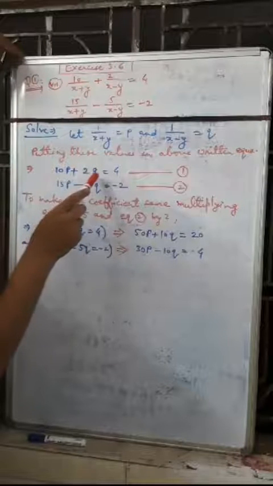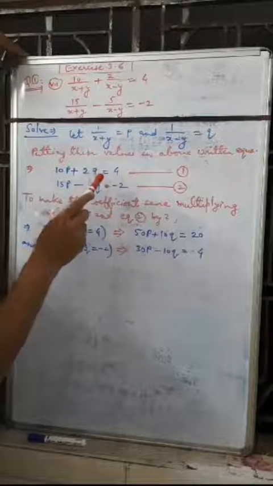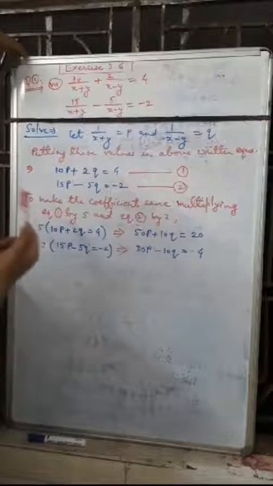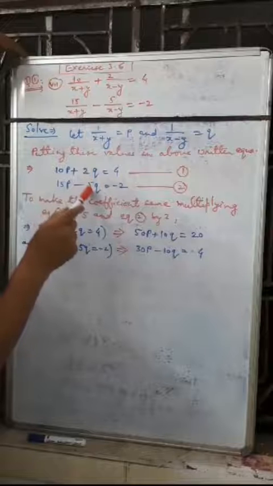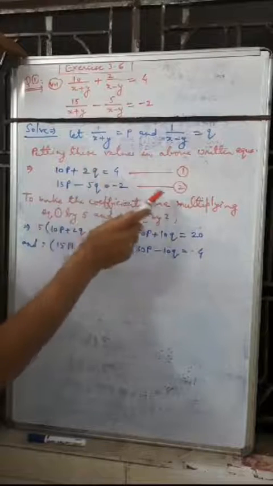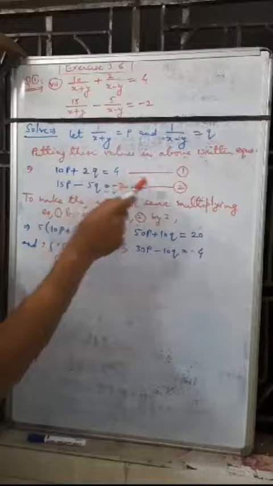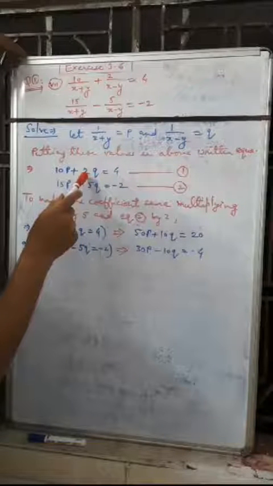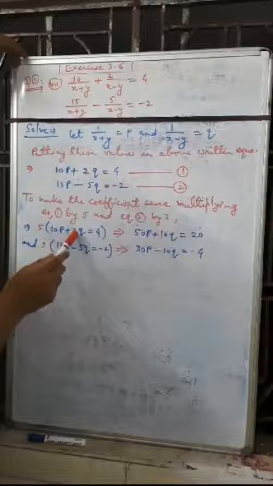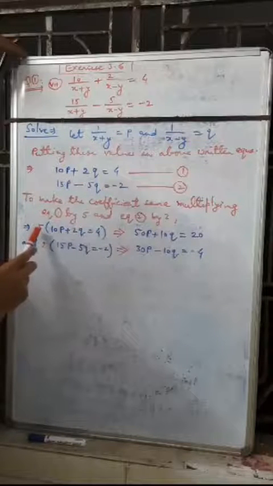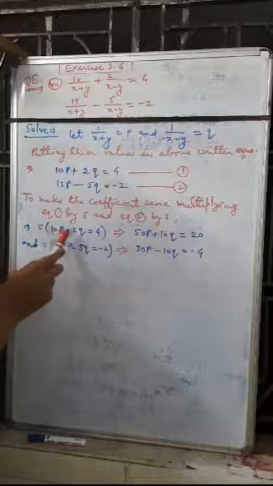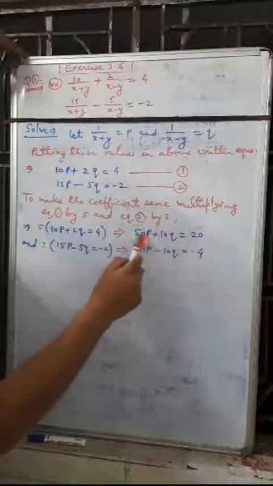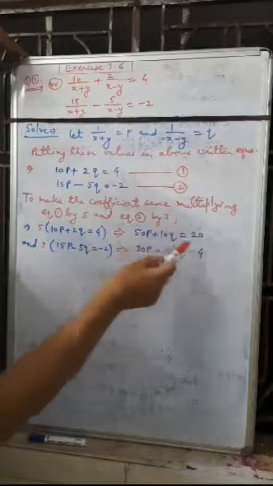So we are trying to make the coefficient of q the same in both equation number 1 and 2. For this purpose we are multiplying by 5 in equation 1 and by 2 in equation 2. So we are multiplying by 5 in equation number 1. So 10p plus 2q is equal to 4. So 5 will be multiplied. So 5 times 10 is 50p plus 5 times 2 is 10q and 5 times 4 is 20. So we have the equation 50p plus 10q is equal to 20.